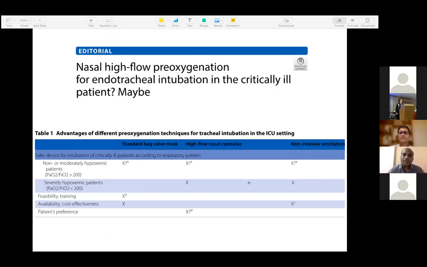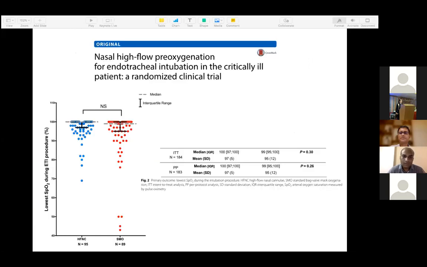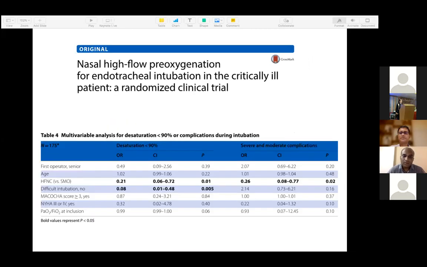Now next, whether nasal high flow oxygenation can be used as a pre-oxygenation method while we are intubating this patient. Again, we know there is an option that you can continue high flow nasal cannula even during the process of intubation and use it as an apneic oxygenation method. And studies have shown that it increases the apnea time, mainly because you can use it in the intra-procedure period during the laryngoscopy and intubation. And the chances of desaturation or complications related to the procedure are less.